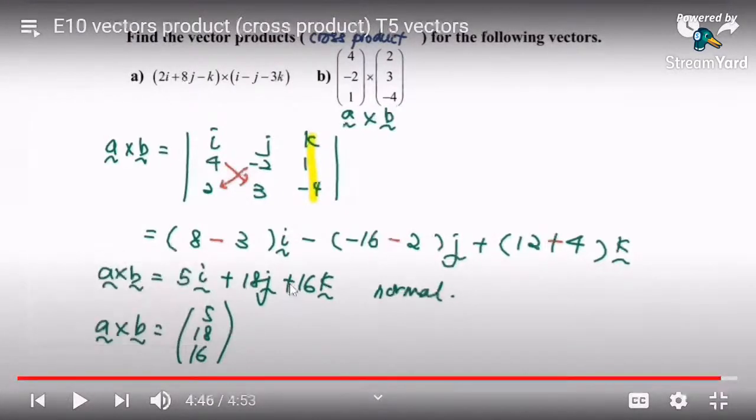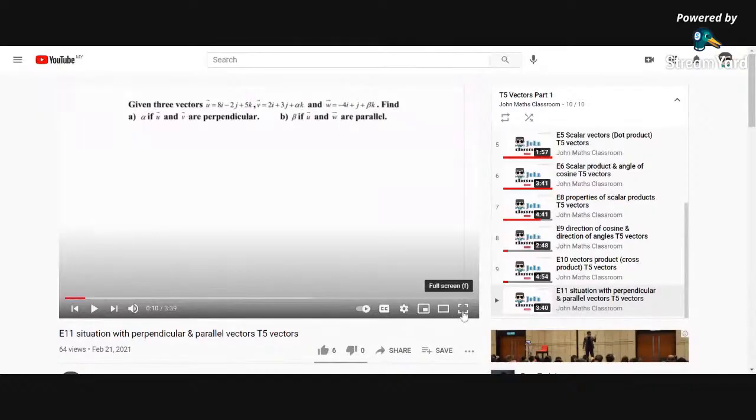Okay, so nampak tak saya dah tunjuk dua contoh macam mana nak buat vector product atau cross product. So bagi saya ini sangat penting. Okay, sebab kita nak cari area, kemudian kalau kita nak cari equation of plane, kita memerlukan teknik ini, iaitu vector product atau cross product. So inilah example 10. So sekarang kita bergerak ke example 11.